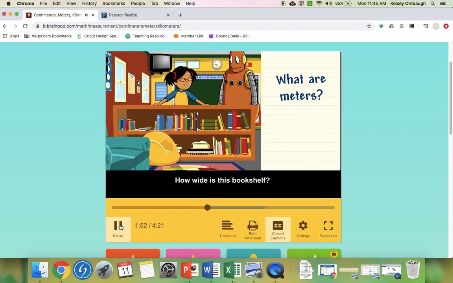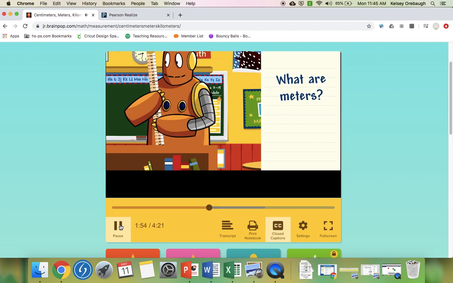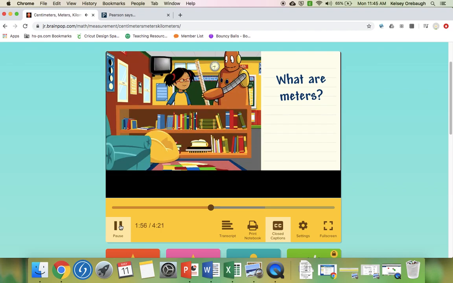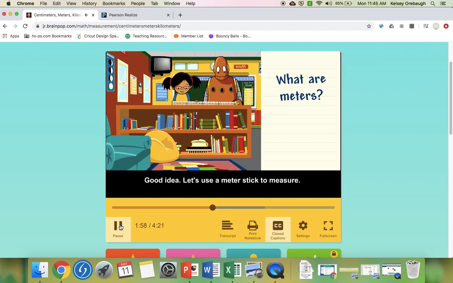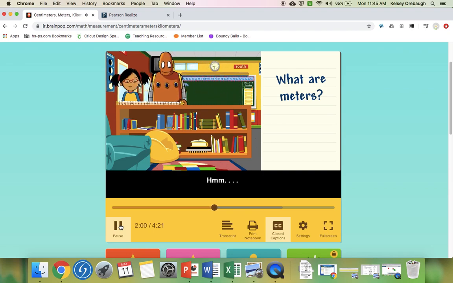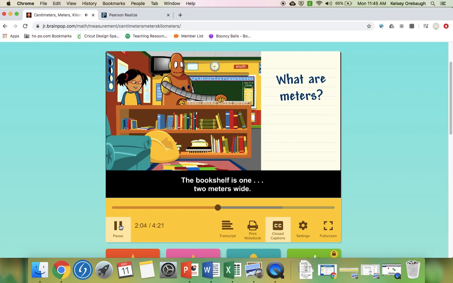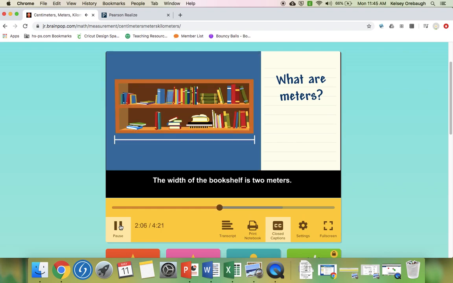How wide is this bookshelf? Good idea. Let's use a meter stick to measure. The bookshelf is 2 meters wide. The width of the bookshelf is 2 meters. The abbreviation for meter is M.